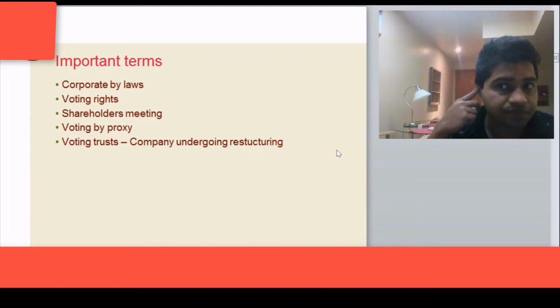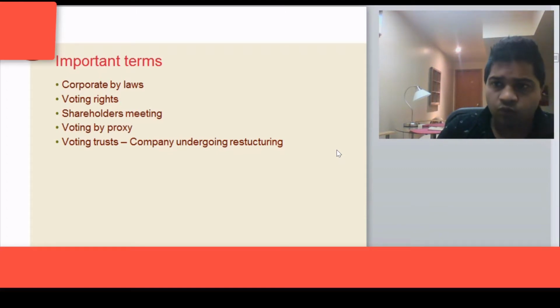Shareholder meetings: shareholders generally vote on restructuring the company. They vote on major company decisions. They vote on appointing a board of directors. So all these things are decided by shareholders. How do they decide it? They go to a shareholder meeting and vote.